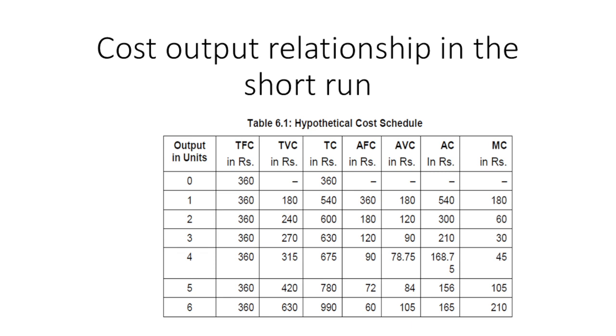Okay, now we will see average fixed cost and average variable cost. Average fixed cost decreases continuously as output increases because fixed costs are spread over more units. Then average variable cost usually falls initially and then tends to increase. Average variable cost is the variable cost per unit of output, and it is calculated as total variable cost divided by the number of units produced.